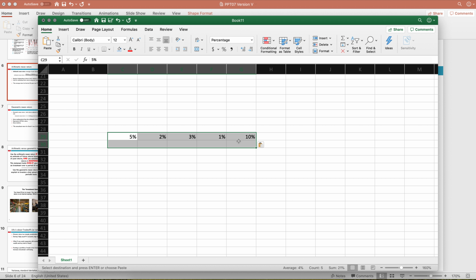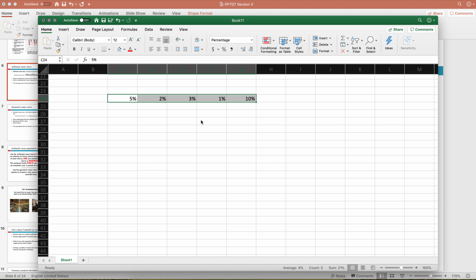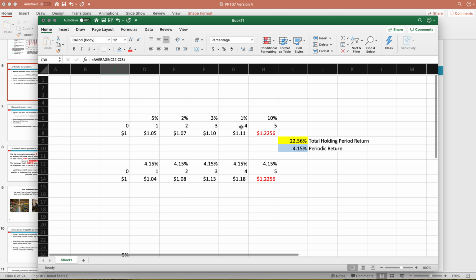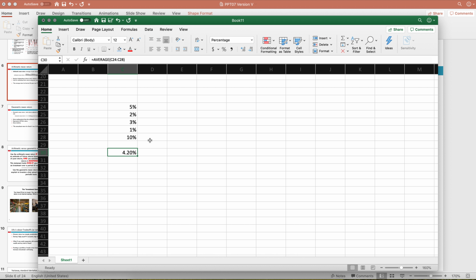Oh, dang it, I was going to transpose them. There's an easier way to do that, but that's all right. The arithmetic return is just the average of all these returns. 4%. It's not going to be the 4.15 here. It's a little bit different, and that's just because it is not calculated the same way. Arithmetic mean. I guess I can move it right here.